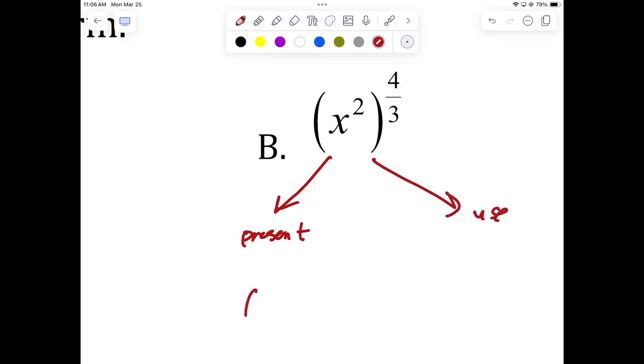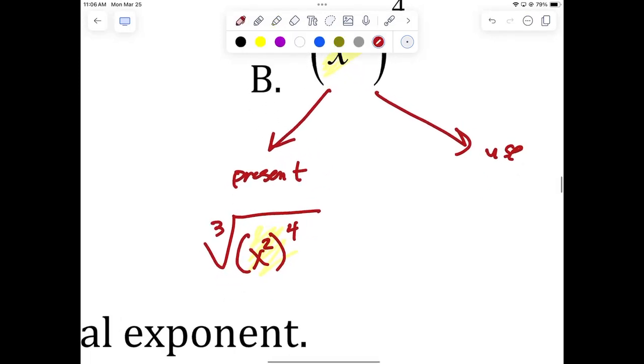What is the presentation? It's going to be x squared, and then it's going to be the what root? The third root of that whole thing to the what power? To the 4th power. See that? I'm just saying this blob is that blob.